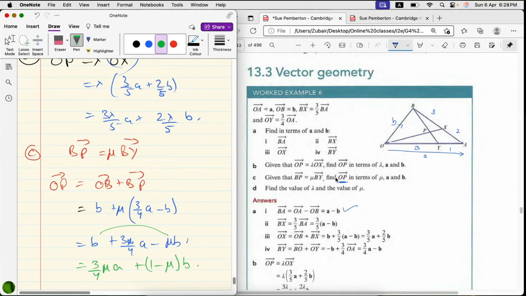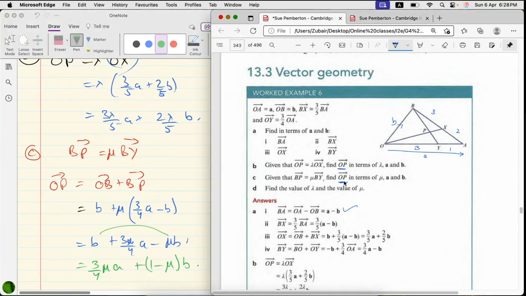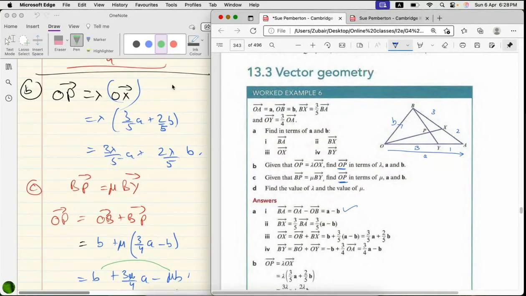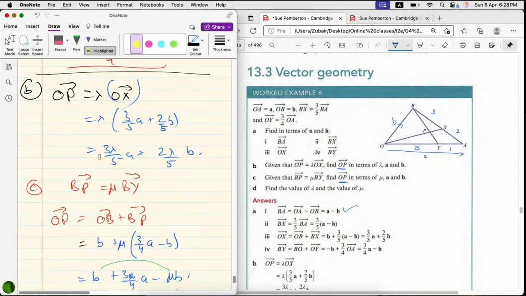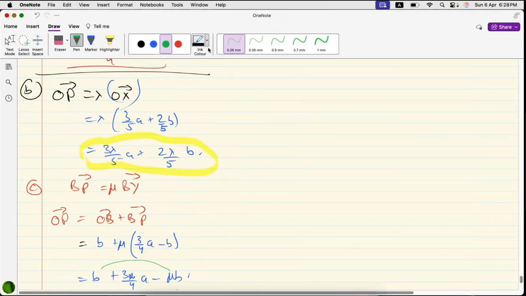So if you see, we've done OP in B part and OP in C part. We can equate those two. OP was this, and let me just use the full space. 3 lambda by 5A, 2 lambda by 5B. This is OP is equal to OP.